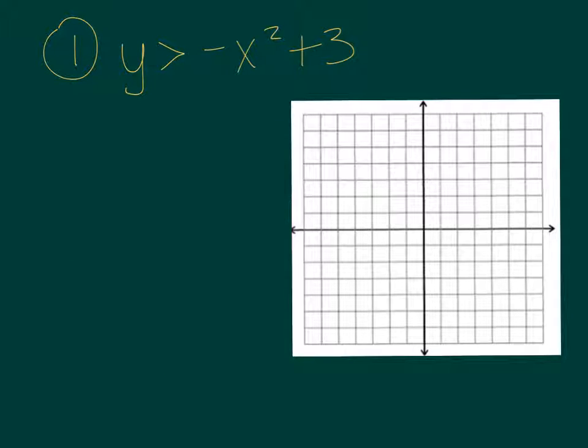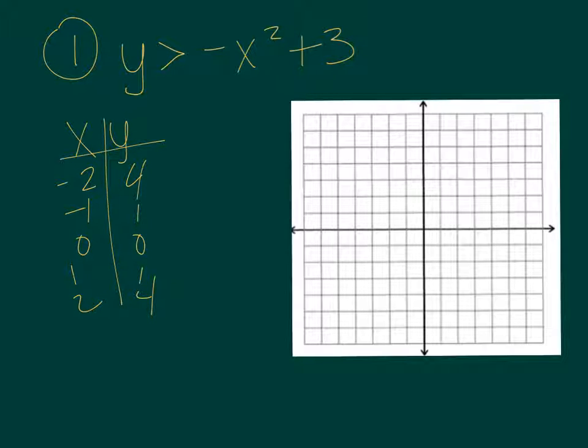So number one, y is greater than negative x squared plus 3. Even though this one doesn't have parentheses, it is vertex form because there is no b value, so it's not an ABC. Alright, so what we do is we go ahead and make our table. X, y, remember it's negative 2, negative 1, 0, 1, 2, 4, 1, 0, 1, 4. There's a negative out front, so I times them all by a negative 1. So you get negative 4, negative 1, 0, negative 1, and negative 4.